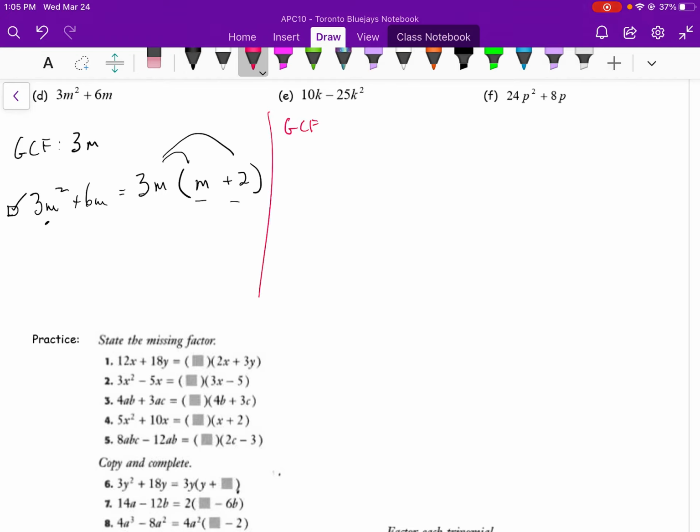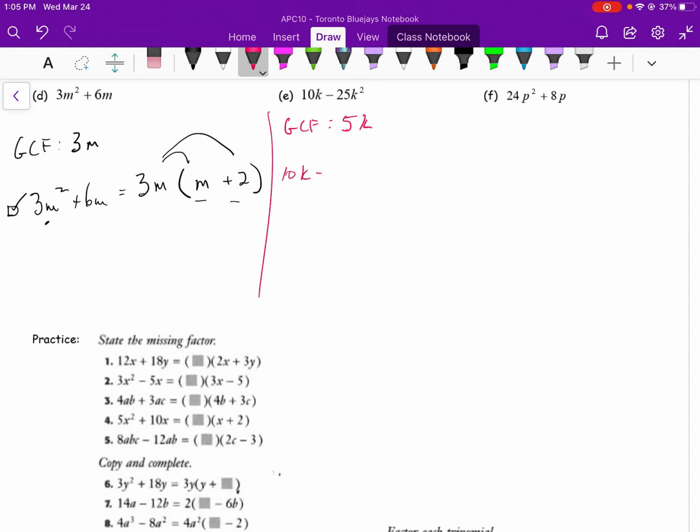My greatest common factor of 10k minus 25k, well, my greatest common factor amongst 10 and 25 is 5. My greatest common factor with k and k squared is going to be k. So my greatest common factor is 5k.